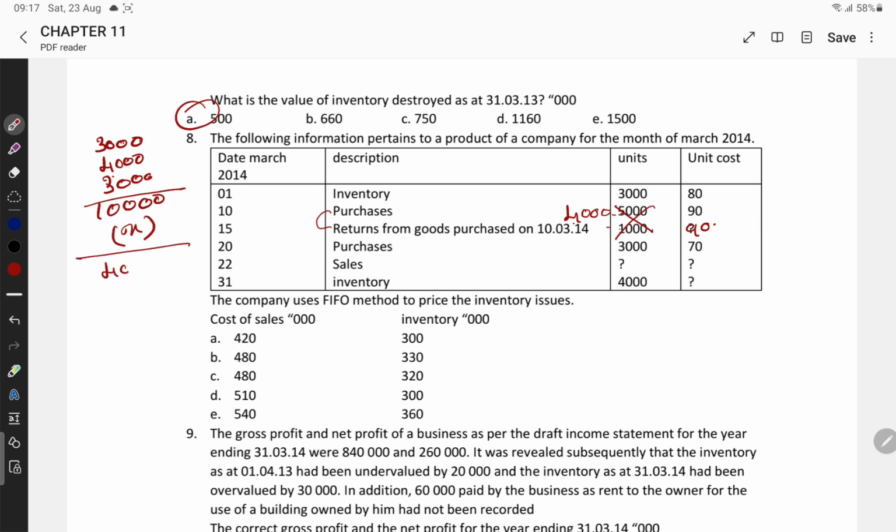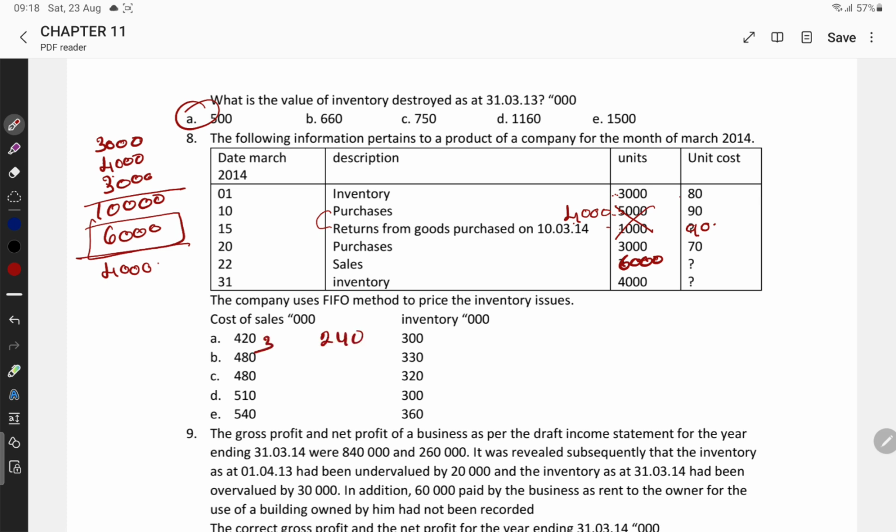And 4,000 units is remaining, which means I have sold 6,000 units of inventory. Okay, first in first out method. What comes in first is going to go out first. So this 3,000 units at the rate of 80 is going to go. So 8, 16, 24, that will be 240.